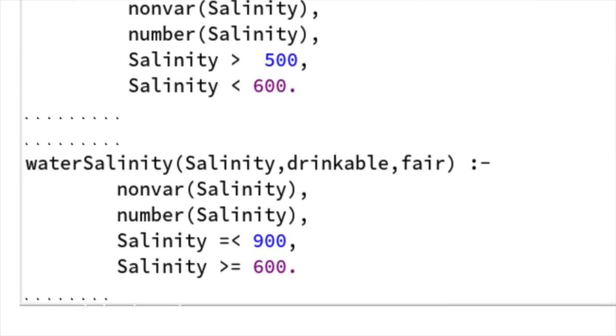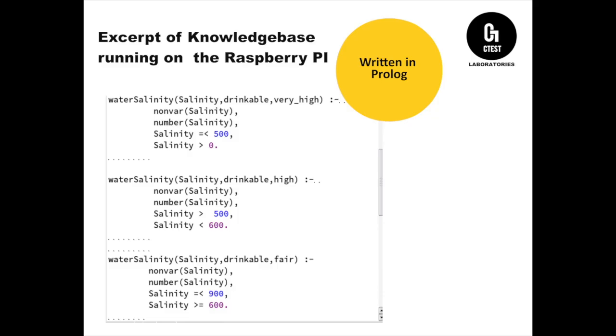But in either case, this is an example of a salinity knowledge base that's running on the Raspberry Pi, and this is actually executable Prolog that you're looking at right here. And again, the languages involved are C++ and Prolog for what we implement at CTEST Labs, and in any of the projects we are doing with embedded devices.